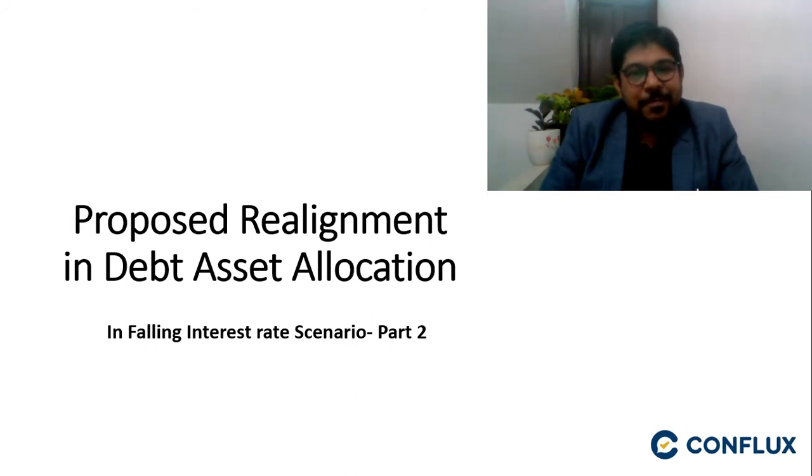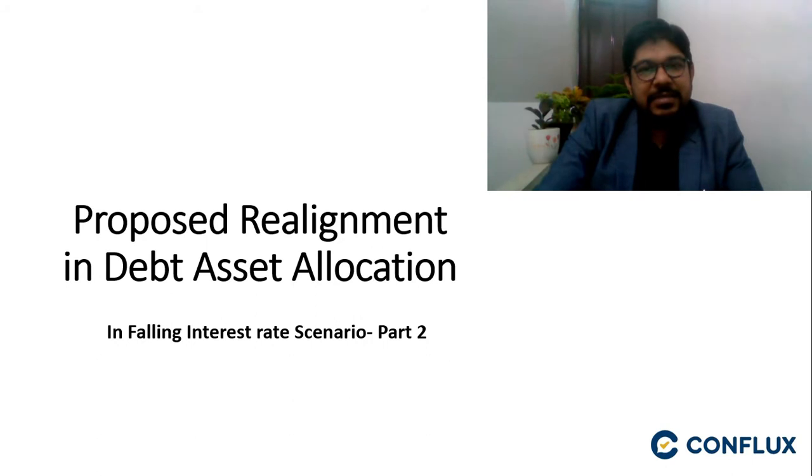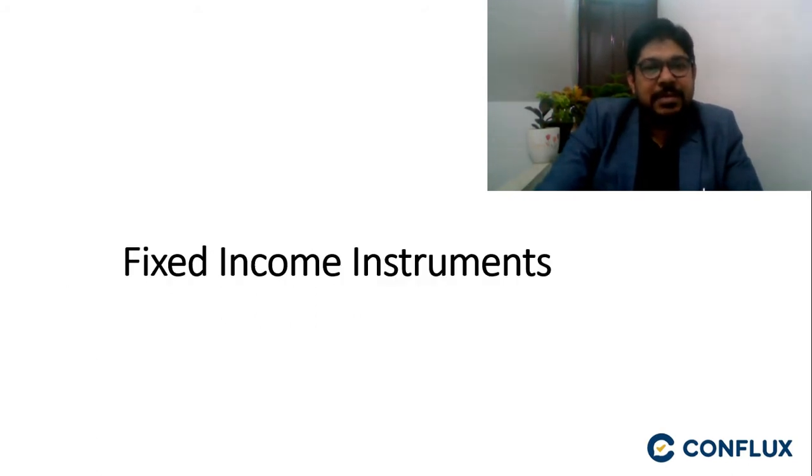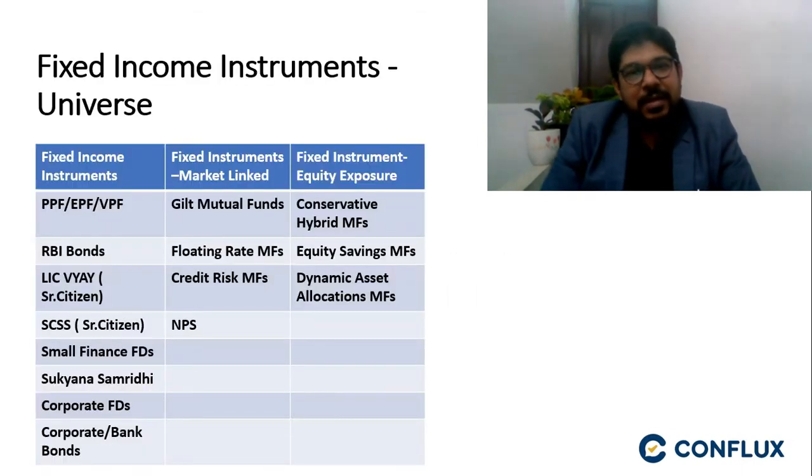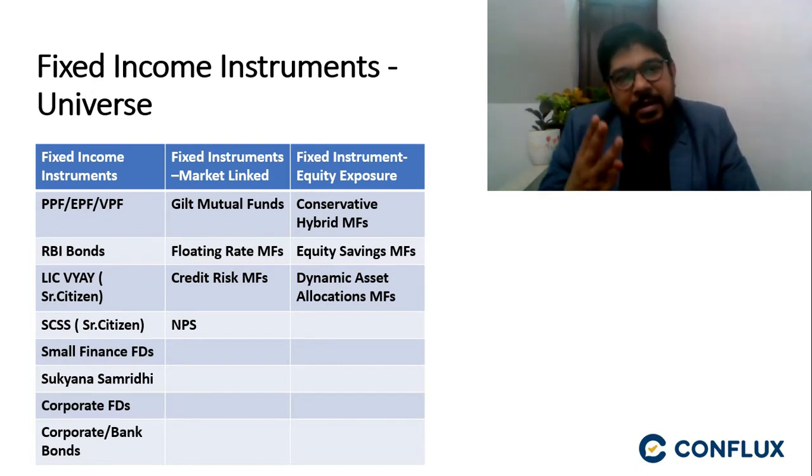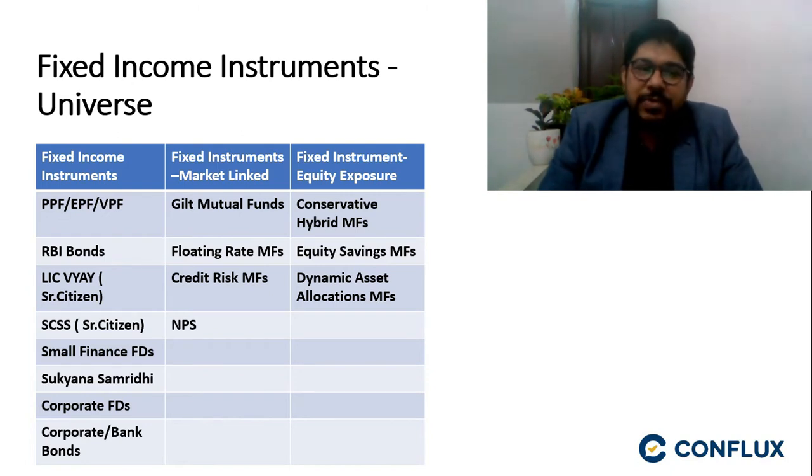The first important principle is that we need to identify the assets for a realignment in the debt piece. In doing that, I'll first show you the entire basket in the universe of fixed instruments that can fit our objective of finding ways to get 7 to 9 odd percent return. In my opinion, there are probably three baskets that can be looked across. First, the traditional fixed income instruments, which consist of PPF, EPF and the like.